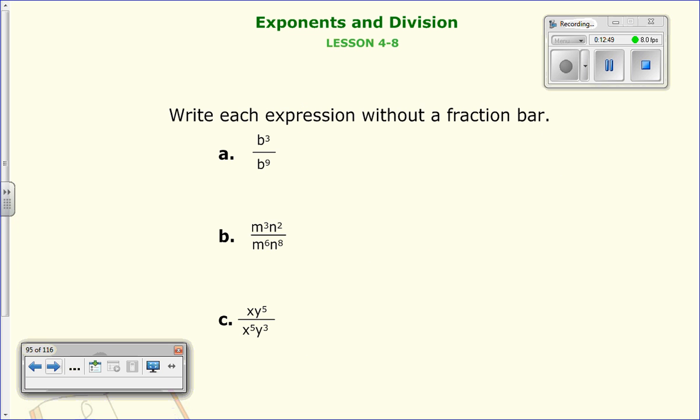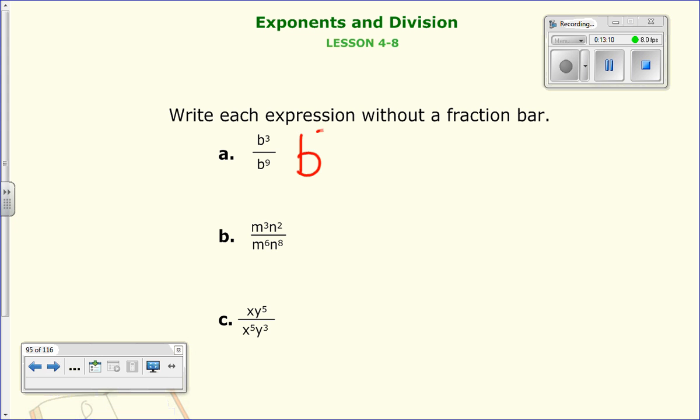So here, I would like you to try to do a, b, and c. When you're all done, come back and check your answer. Again, just do what we were doing. Write them without a fraction bar. So you're going to subtract the exponents and then just leave it that way. So go ahead and do a, b, and c. Pause me now. All right, let's check a here.